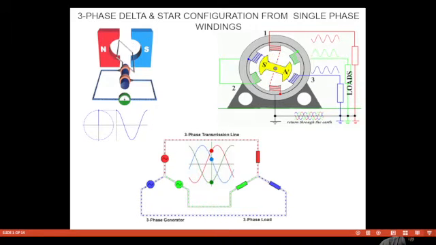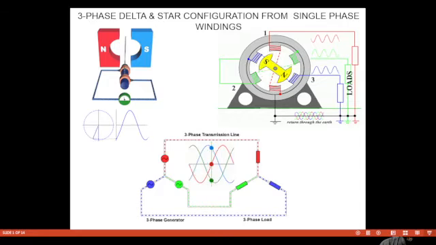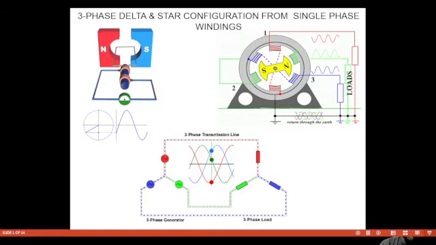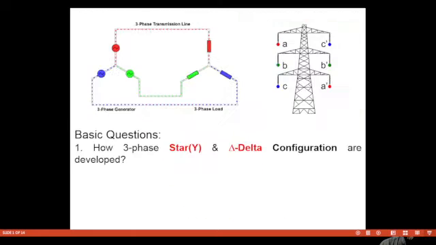Similarly, in this one we have the three-phase generator and the three-phase load, and the dotted lines show that at any instant the sum of the three, whether it's voltage or current, is equal to zero.